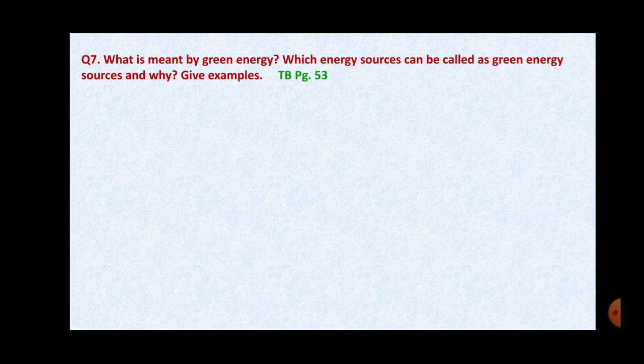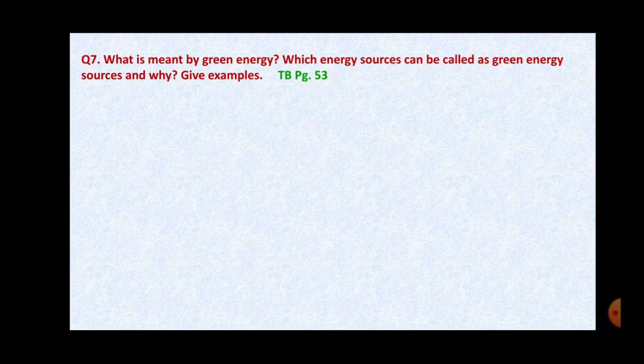Seventh question is, what is meant by green energy? Which energy sources can be called green energy sources and why? Give examples. Now see, this answer is given in your textbook on page number 53. On the right hand side, the vertical rectangle in yellow color has the heading 'Towards environment friendly energy, towards green energy'. Here the answer is given in a paragraph, but you have to write the answer in points. I am giving you the points, you have to write afterwards from this paragraph.